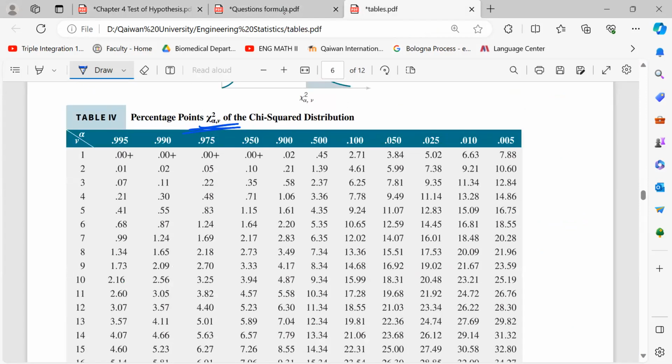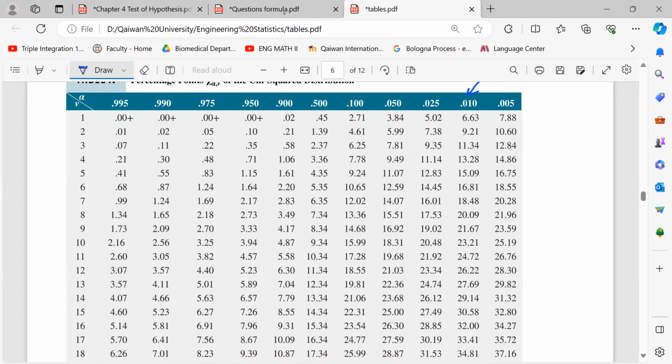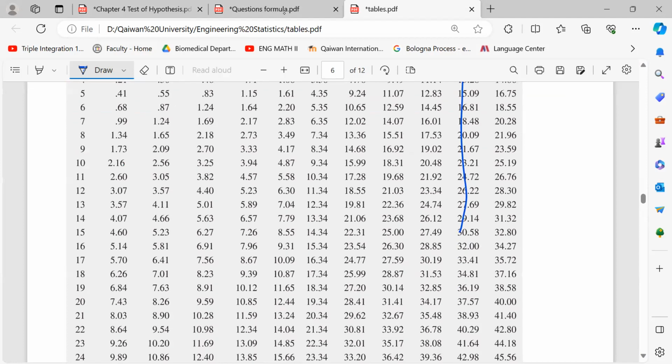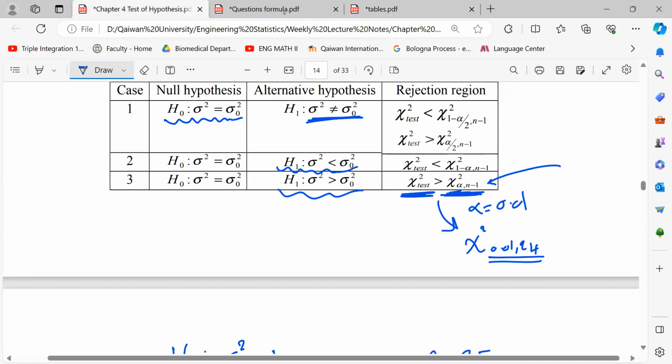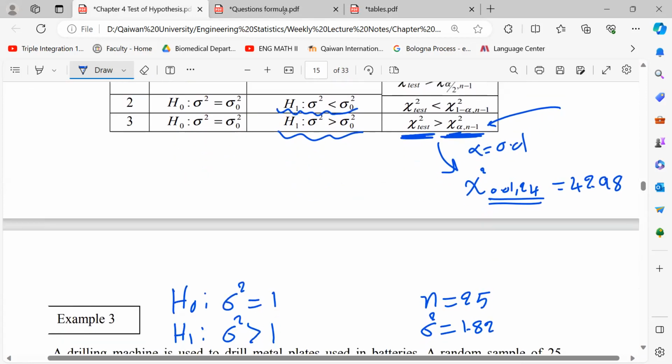0.01, this is 0.01. And 24. It is 42.98. That's it. It's step 4.